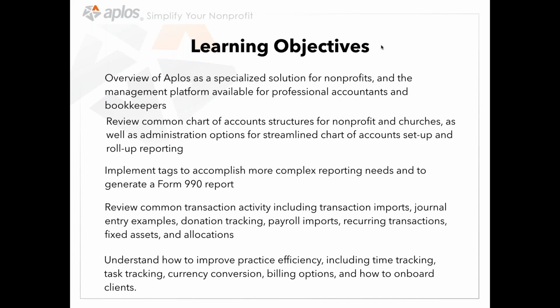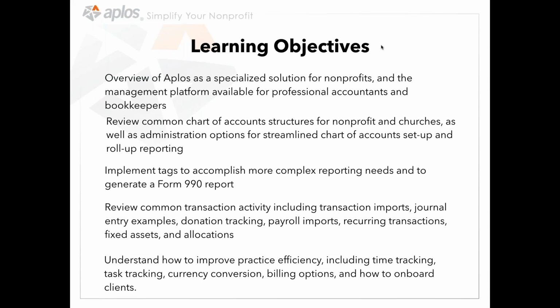So our learning objectives for today. We're going to go through first an overview of Aplos as a specialized solution for nonprofits and the management platform available for professional accountants and bookkeepers. We'll then review some common chart of account structures for nonprofits and churches, as well as admin options for streamlined chart of accounts setup and roll-up reporting. We'll then look at how we can implement tags, which is a feature that we have in Aplos to accomplish more complex reporting needs and to generate a Form 990 report.